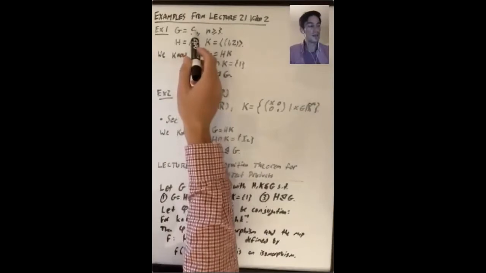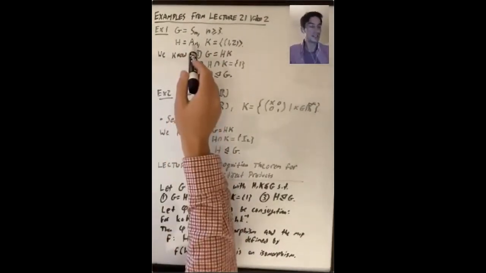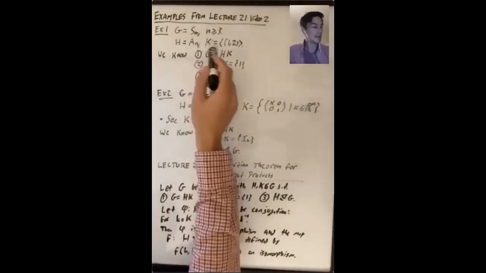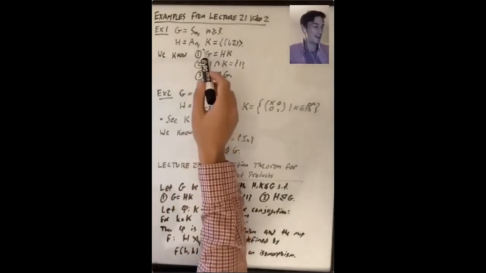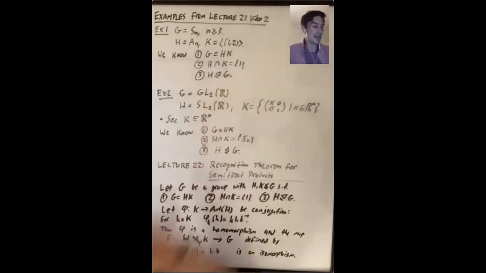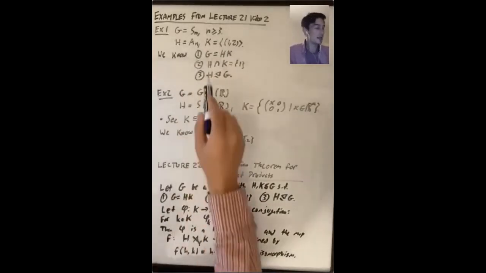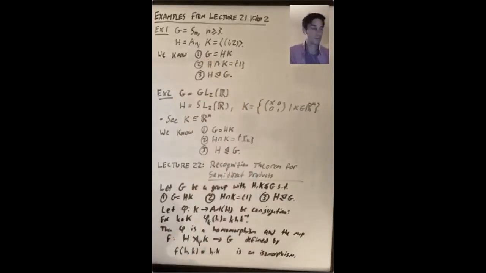In one of them, let's say G is Sn, where n is at least 3, and H is the alternating group, this index 2 subgroup of Sn, and K is the cyclic subgroup generated by a transposition, let's say (1 2). We saw that G was equal to HK, that everything in G can be written as something in H times something in K, that the intersection of these two subgroups is trivial, and that H is a normal subgroup of G. That's because H has index 2.